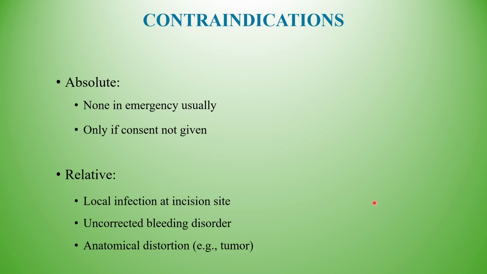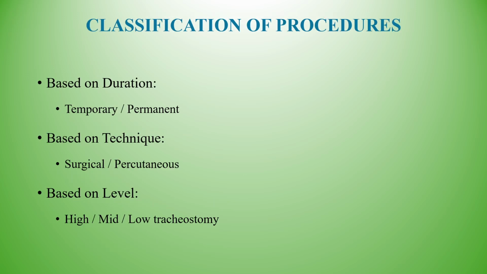So these are some of the problematic areas or contraindications. Then classification of the procedures. The tracheostomy procedure is classified based on the duration of tube placement. It may be temporary, where the tube can be placed there for a few days to weeks to months and then removed, or permanent, where it has to stay there for the whole life.